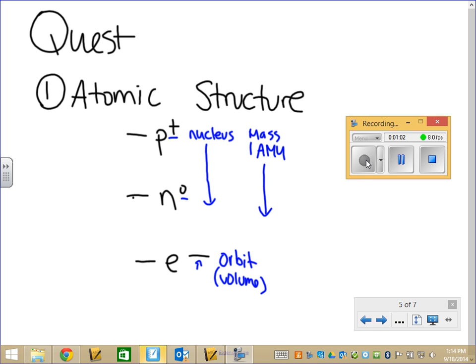Protons and neutrons both have a mass of 1 atomic mass unit. Remember, that's a unit like a gram or a kilogram, but it just has a different value. They both have a mass. Electrons don't have a mass that we count.